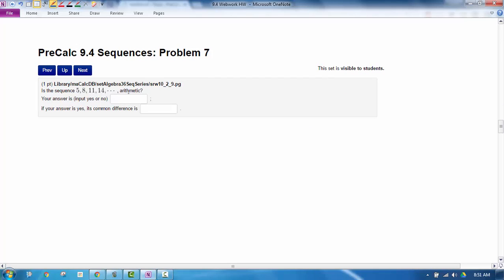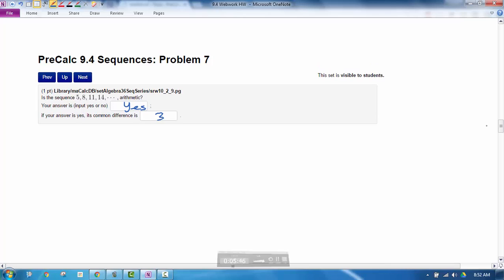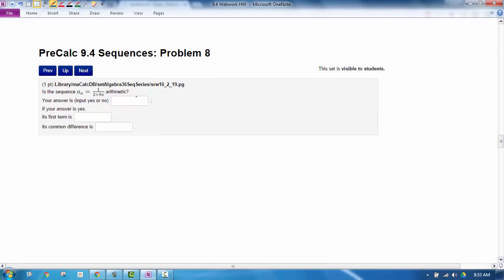Next question just wants to know if this sequence is arithmetic. It is, because I'm adding 3 each time. So my common difference is 3. I know you've learned this in the notes video, but just a reminder, arithmetic is when you're adding the same number each time, and geometric is when you're multiplying by the same number each time.